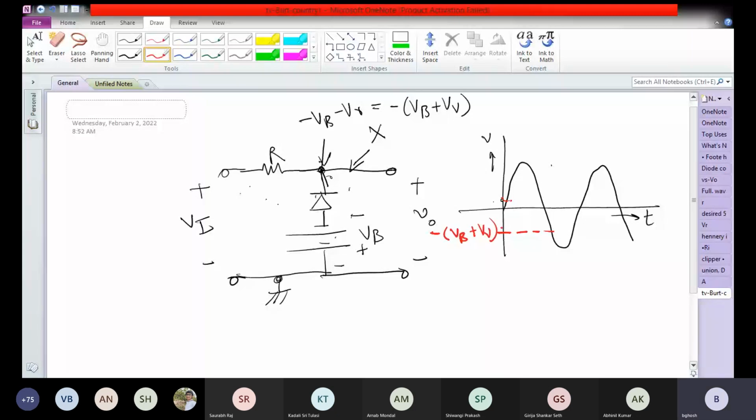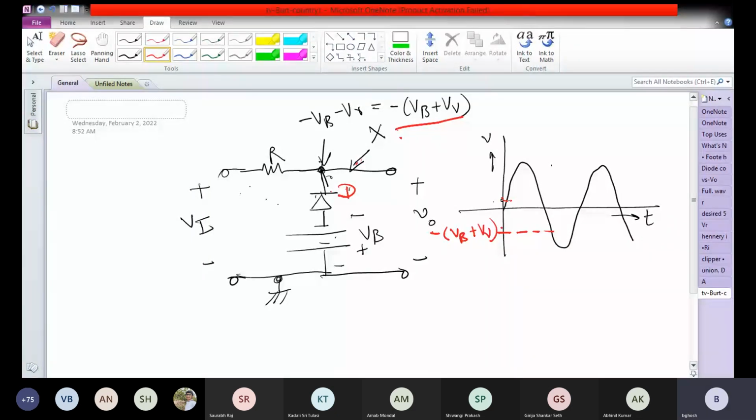So if the voltage at the point X falls below minus Vb minus V gamma, the diode D turns on. Therefore the voltage at point X cannot fall below this voltage, because the diode D is going to turn on. The voltage at point X needs to fall below minus Vb minus V gamma in order to turn D on.